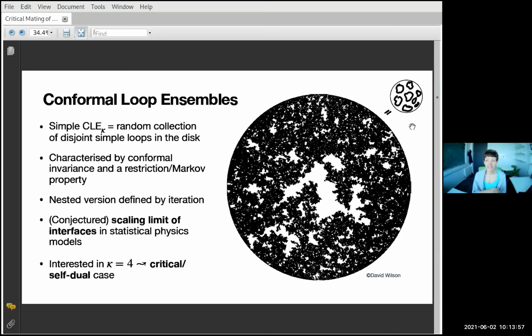So remember I said the range of kappa where you have these simple disjoint loops is when kappa is between 0 and 4. Kappa equals 4 is clearly on one of the ends of those regions.